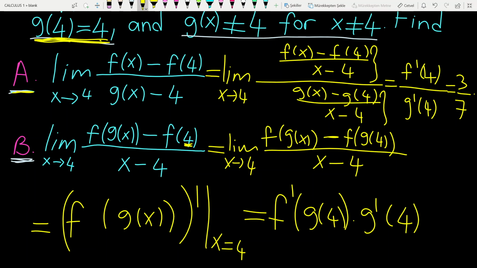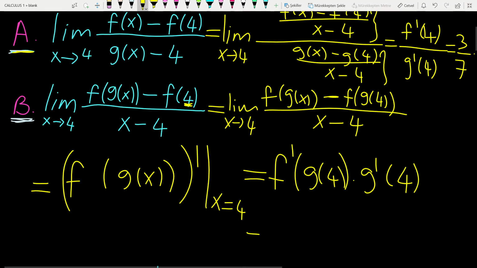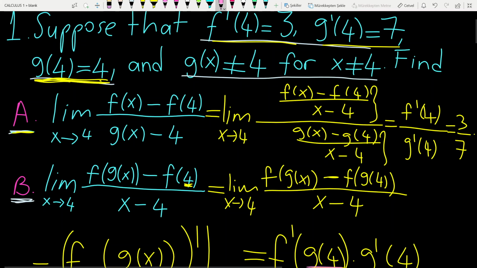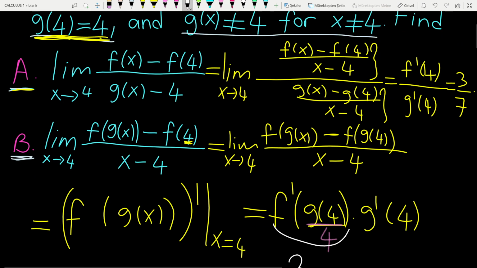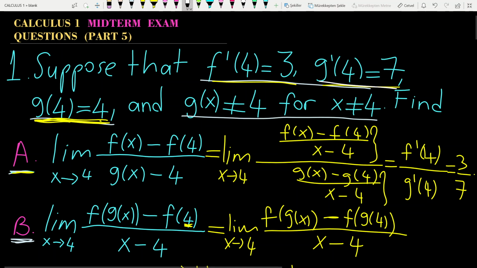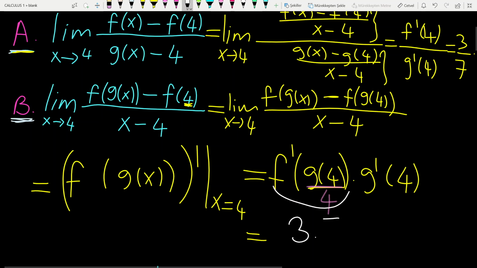From the chain rule. What is g of 4? From the question, g of 4 is 4, right? This is 4. What is f prime of 4? This is also given. This is 3. F prime of 4 is 3. G prime of 4 is 7 from the question. So we have 21. Two nice applications of formal definition of derivative.